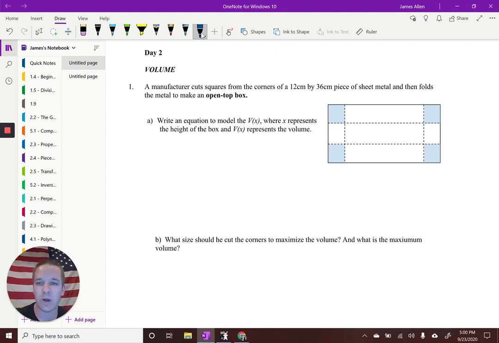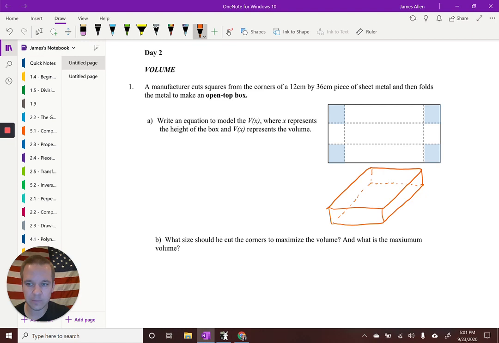So what we want to do is write an equation to model V of x, where x represents the height of the box and V of x represents the volume. Okay, so we'll want to jot that down. I think a three-dimensional picture might help. I'm going to draw one up real quick.